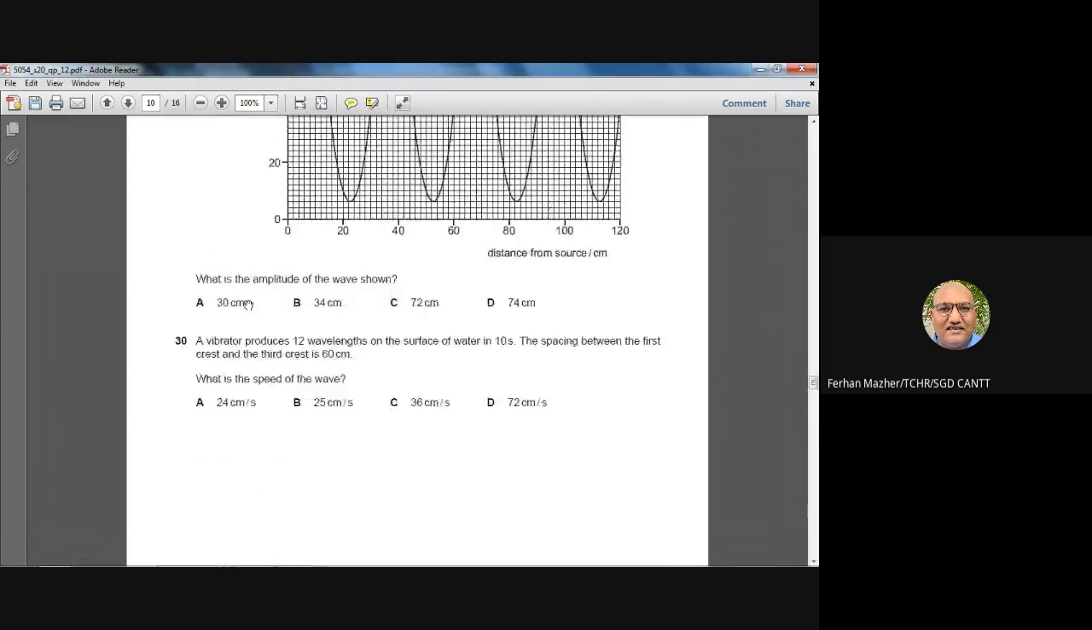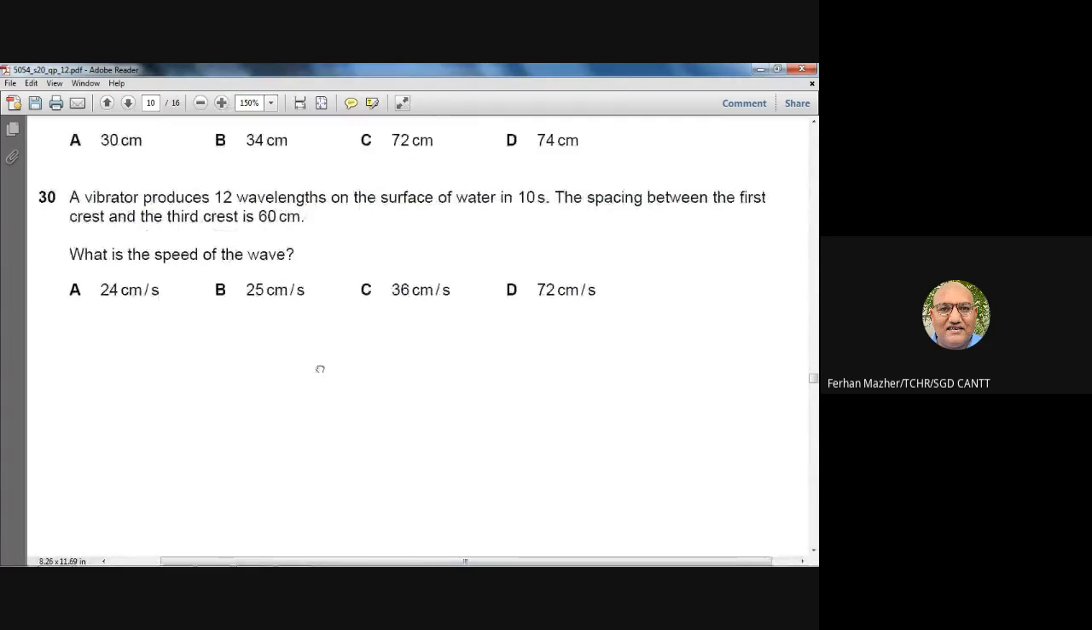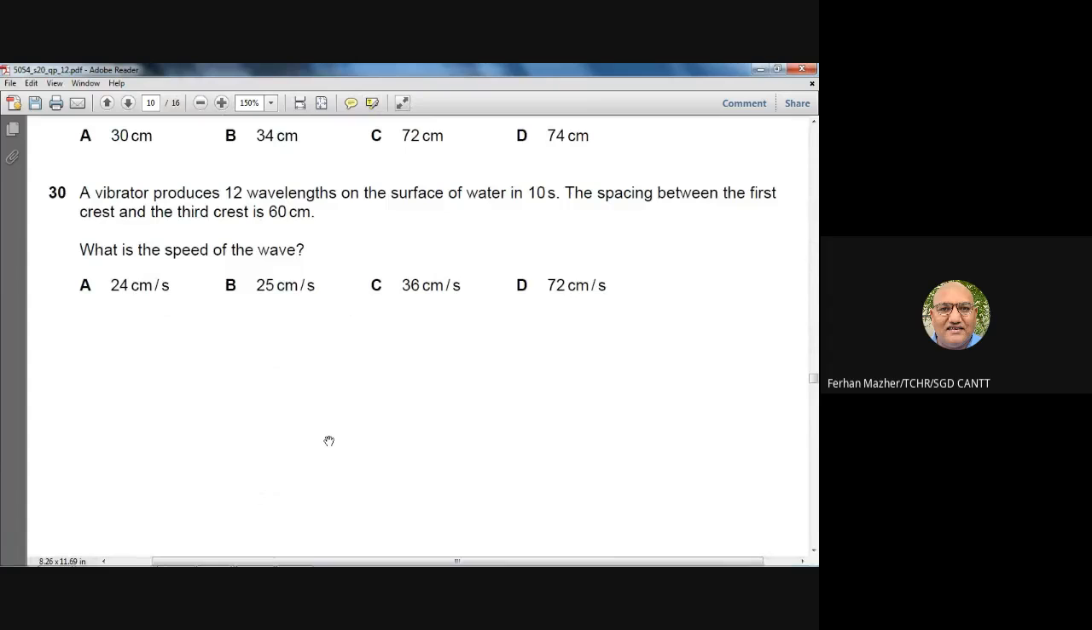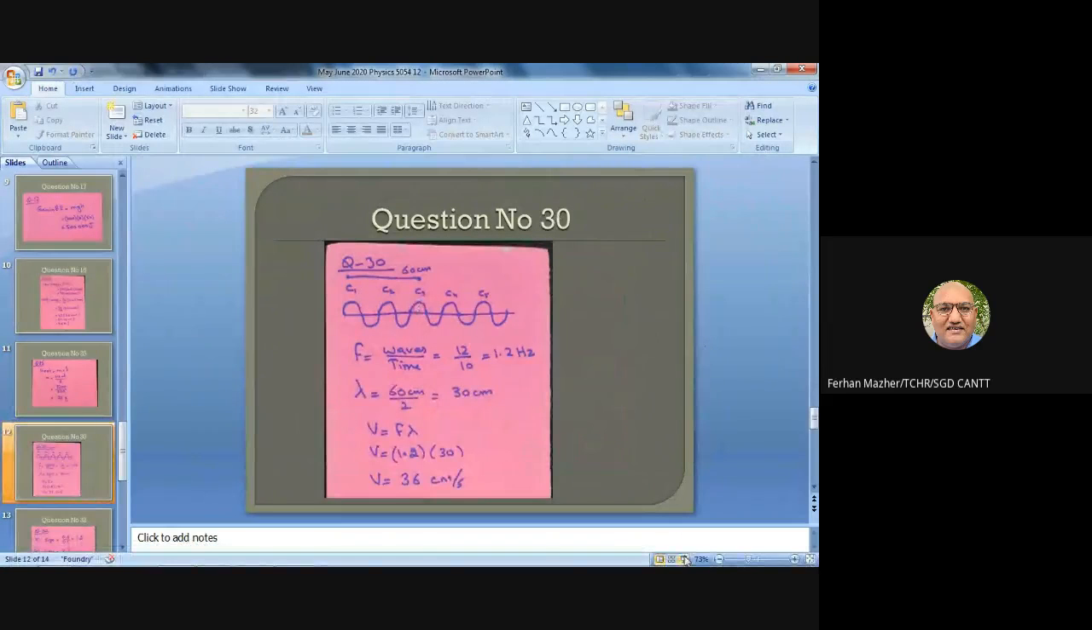Question number 30. A vibrator produces 12 wavelengths on the surface of water in 10 seconds. The spacing between the first crest and the third crest is 60 centimeters. What is the speed of the wave? 12 wavelengths in 10 seconds. Okay, let me show you. I have done this work on a paper also, so you can understand.